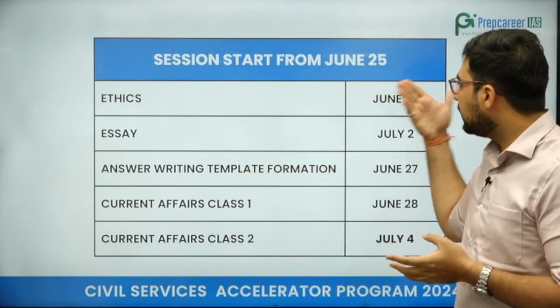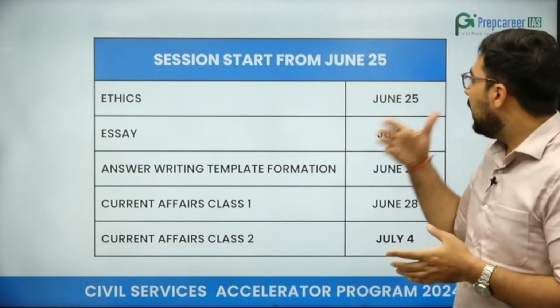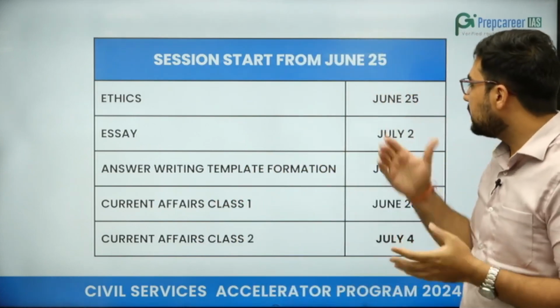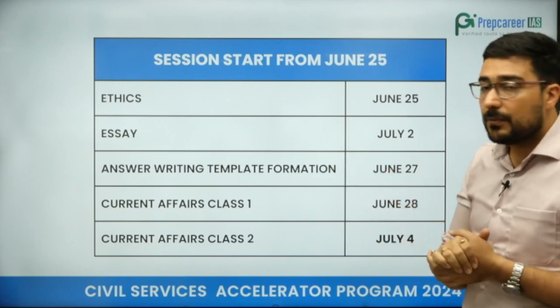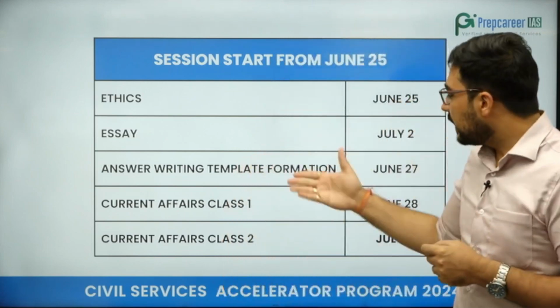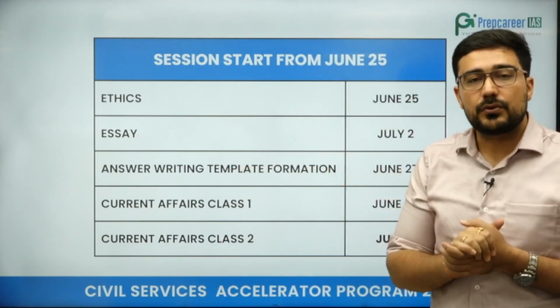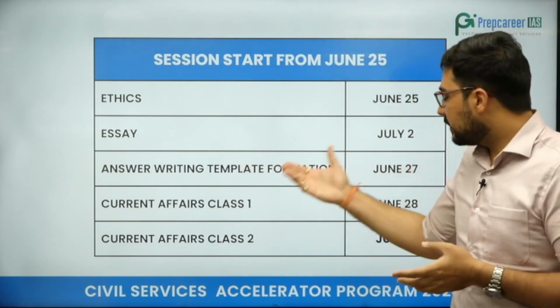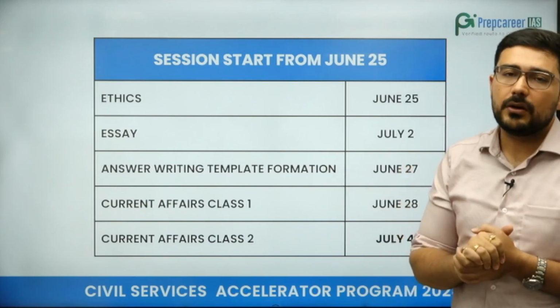Some have happened, like the ethics session has already been taken by Atul sir, on June 25. The essay session will happen on 2 July. The answer writing template session will be taken by the rank 4 of this year. It's going to focus specifically on paper 2 and paper 3. The current affairs classes will first happen on 28 June, dealing with IR. The second class will be next week, on July 4th.